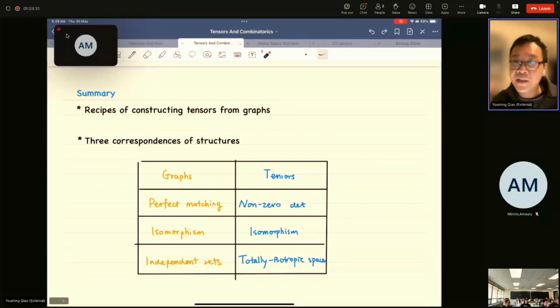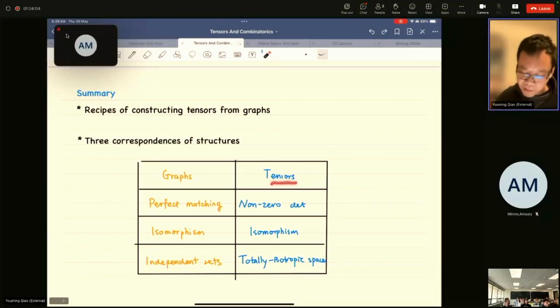And now we come to the last minute. So the summary, I hope the message of this lecture is clear. That is, we have some very simple recipes of constructing tensors from graphs. And we have seen the three correspondences of structures. On the graph side, we have seen perfect matchings, and independent sets. Well, we haven't really gone through this, but it's easy actually.